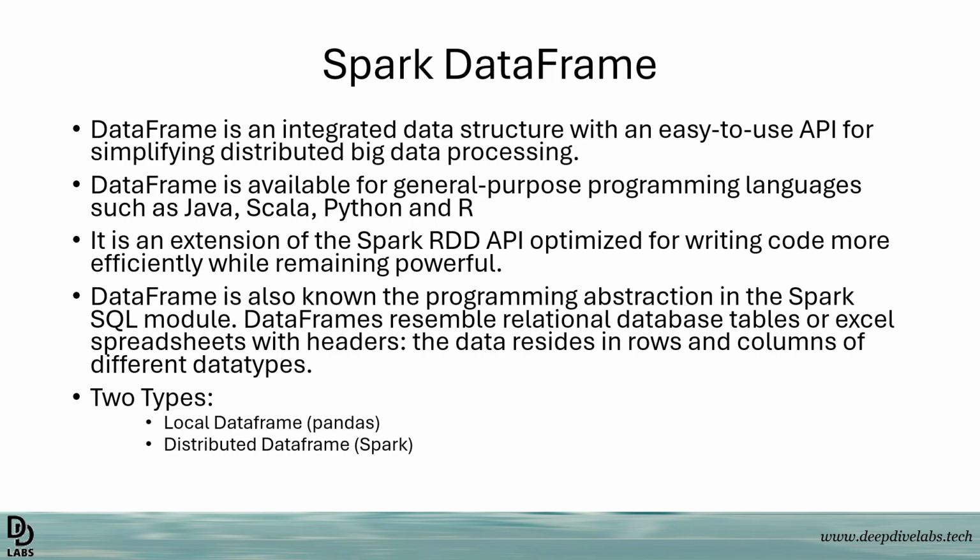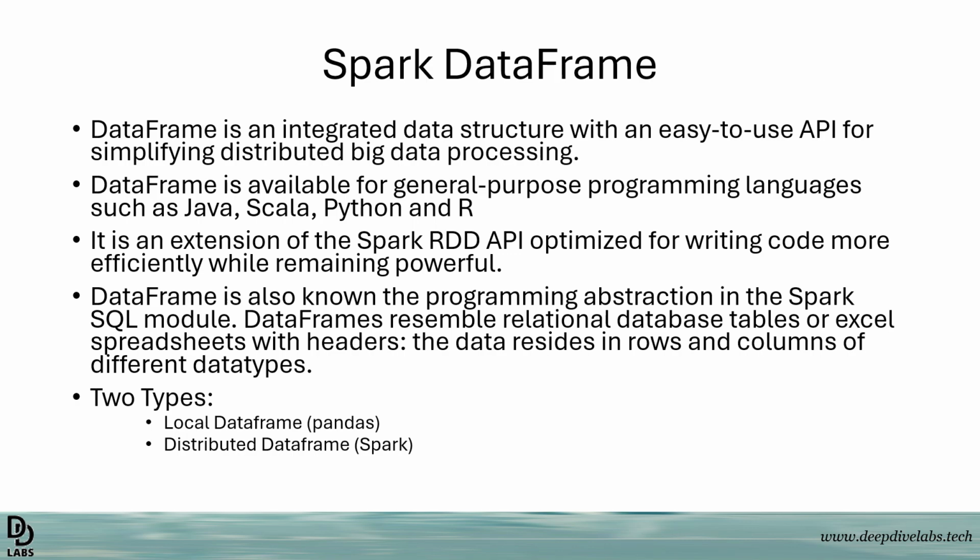So there are essentially two types of data frame, right? One is your local data frame, a data frame that resides within only a single node in your distributed set of nodes. A typical local data frame is your pandas data frame, whereas you have your distributed data frame, which is your Spark data frame. So in Spark, you can actually import pandas. You can convert a Spark data frame into your pandas data frame. The difference is, in a Spark data frame, your data frame is distributed.